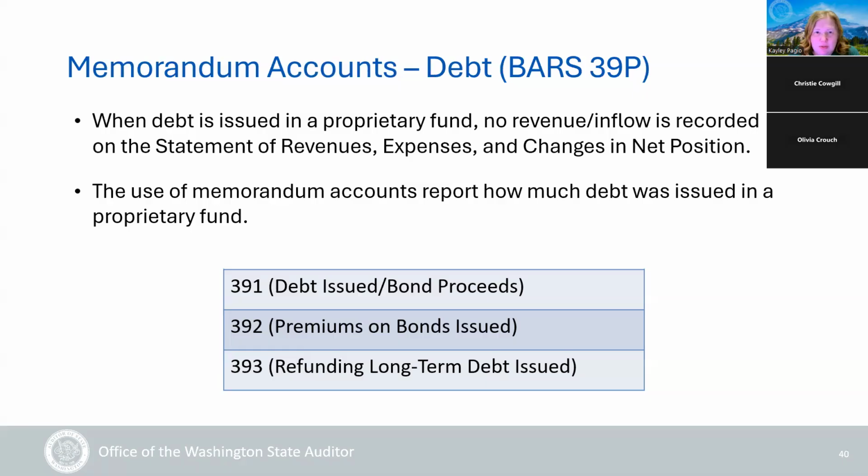But without the use of these memorandum accounts, it would appear as though GAAP proprietary funds never issued any debt. And that really skews the comparative statistics and kind of just gives a false image of the debt activity of local governments. But now with the use of these memorandum accounts, we can remain transparent to our constituents and meet our requirements for comparative statistics. And we can see the accurate amount of debt issued across all local governments.